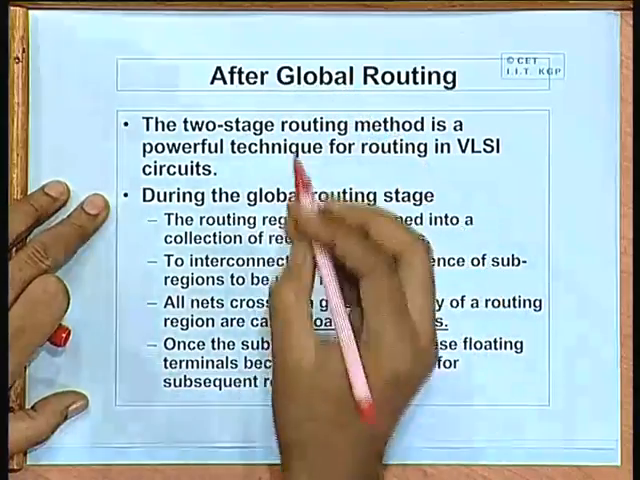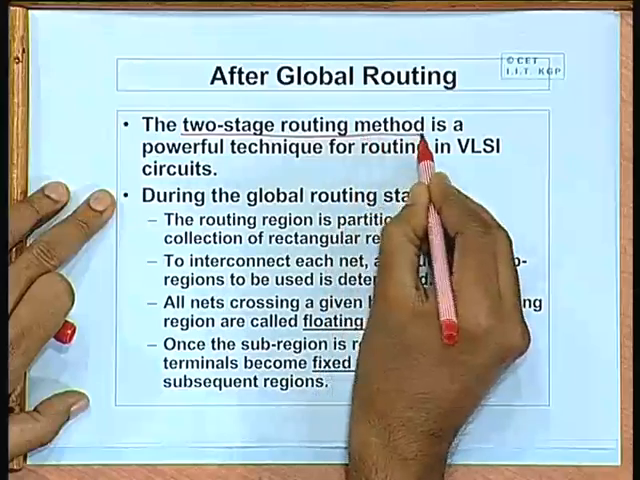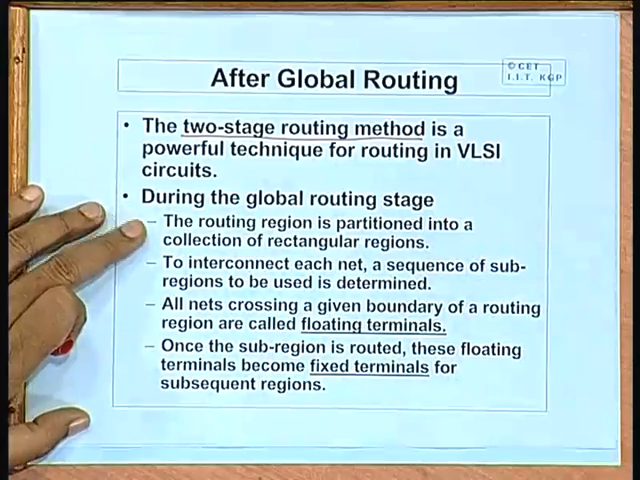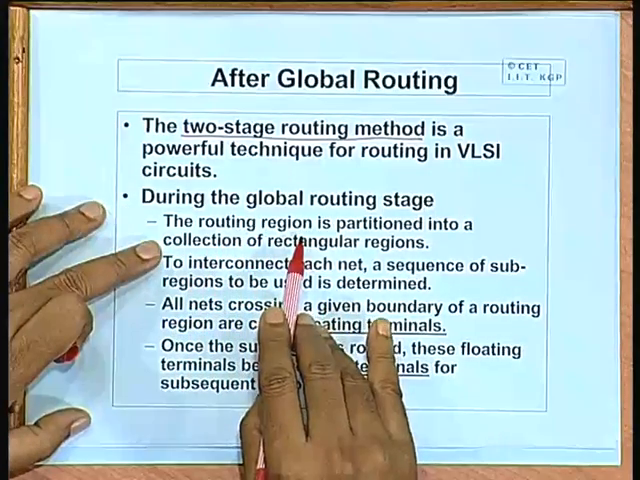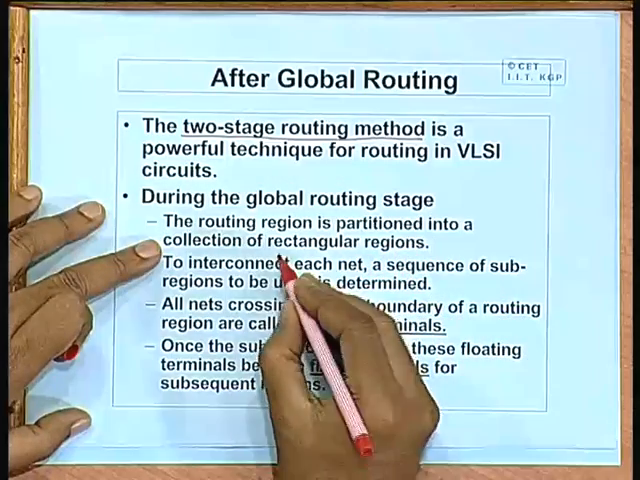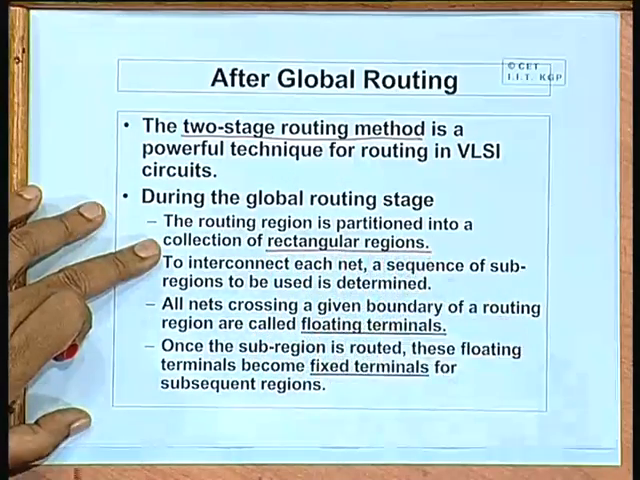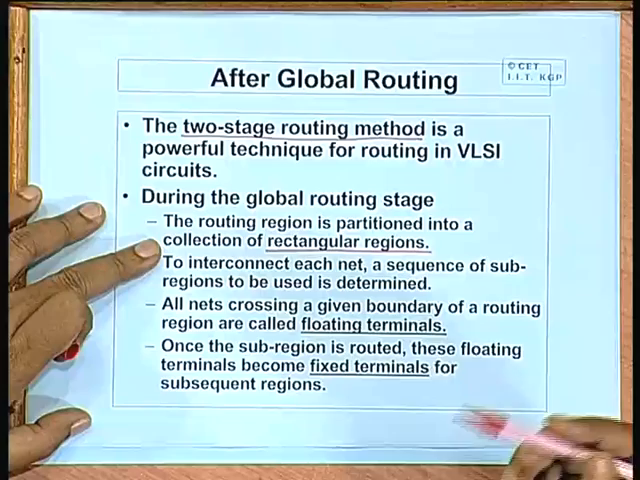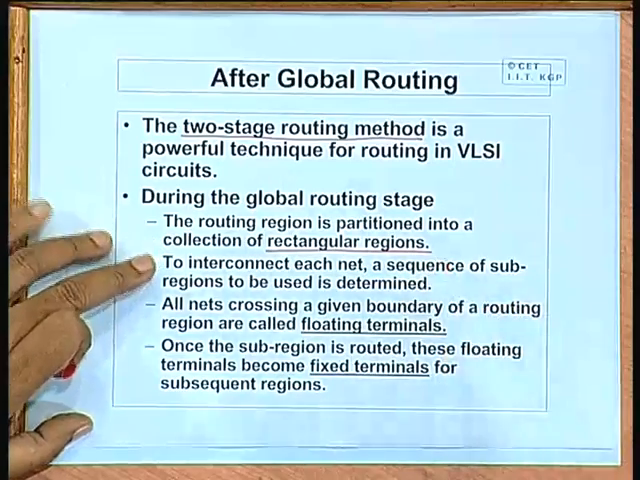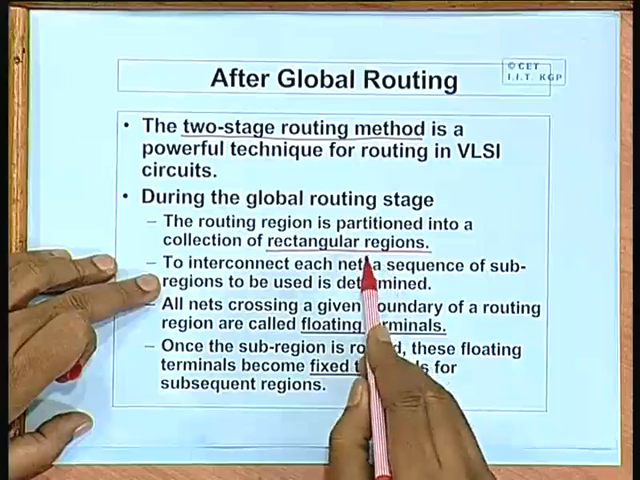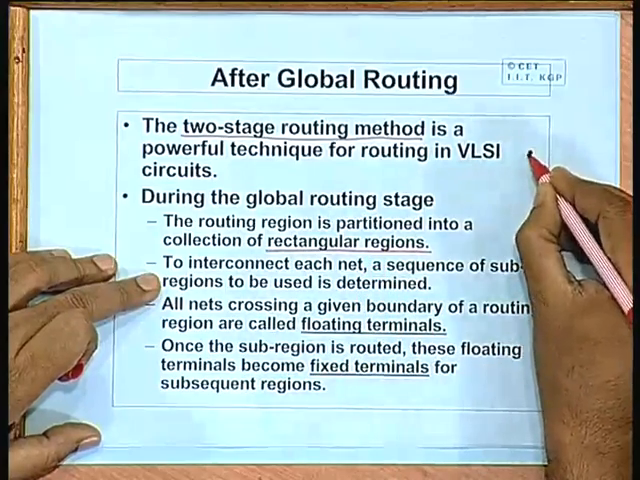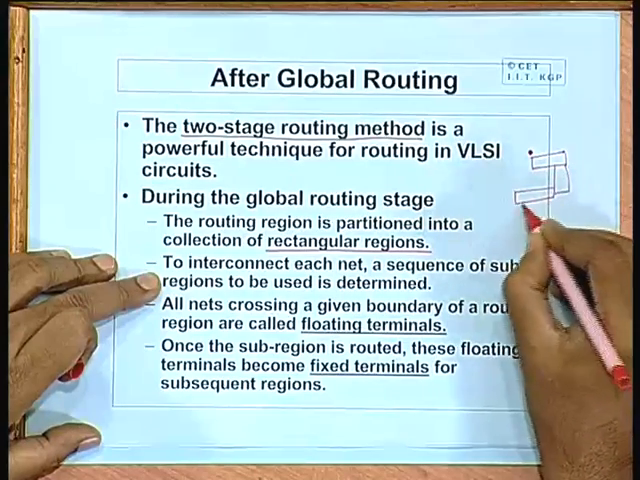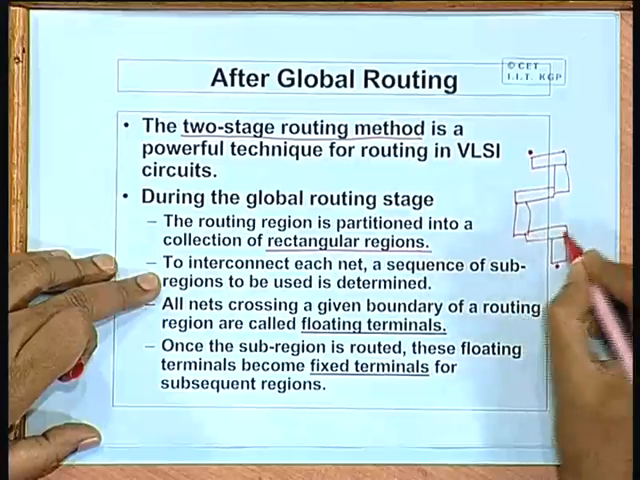Global routing followed by detailed routing, this is a two stage routing process or method. Now, during the global routing stage, you recall once again that the overall routing area that is available on the chip is partitioned or divided into a set of rectangular regions. These rectangular regions are the individual routing regions which we typically call a channel or a switch box. Now, to interconnect each net, we will have to find out a sequence of such regions. For example, if I want to connect a point here to a point here, we will have to find out what are the different regions through which this net has to go through. There may be a sequence of such regions.